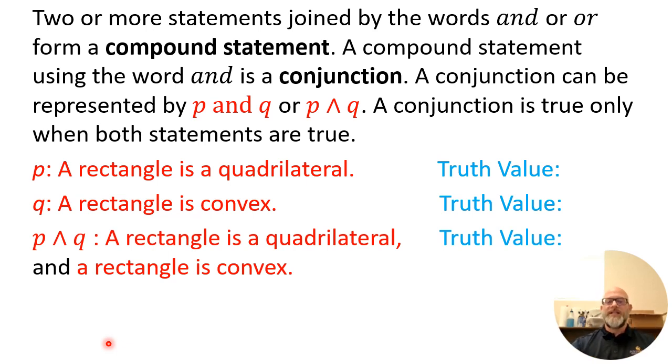Okay, P, a rectangle is a quadrilateral. True or false? True. Q, a rectangle is convex. True or false? True. So what about P and Q? A rectangle is a quadrilateral and a rectangle is convex. True or false? True. Why? Because a conjunction is true only when both statements are true. True and true? Yes, your conjunction is true.